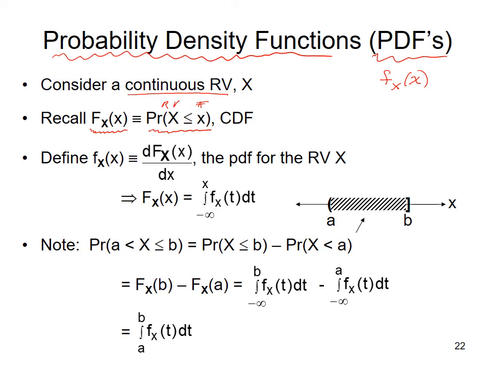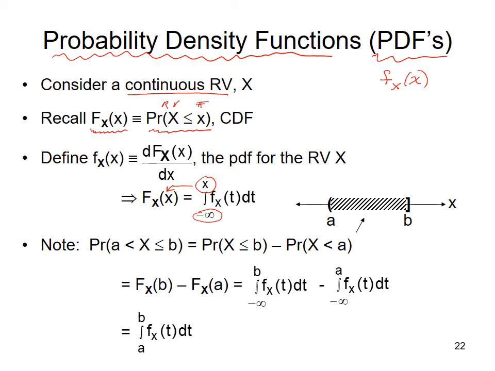When we take the derivative of the capital F, we get the probability density function for the random variable x. Because of the fundamental theorem of calculus, we know that if little f is the derivative of capital F, then capital F is the integral of little f. When we write this integral, we often use dummy variables. So I'm writing little fx of t and integrating dt. If I integrate from minus infinity up to little x, then I get Fx of x. Little x is the upper limit on the integral here.